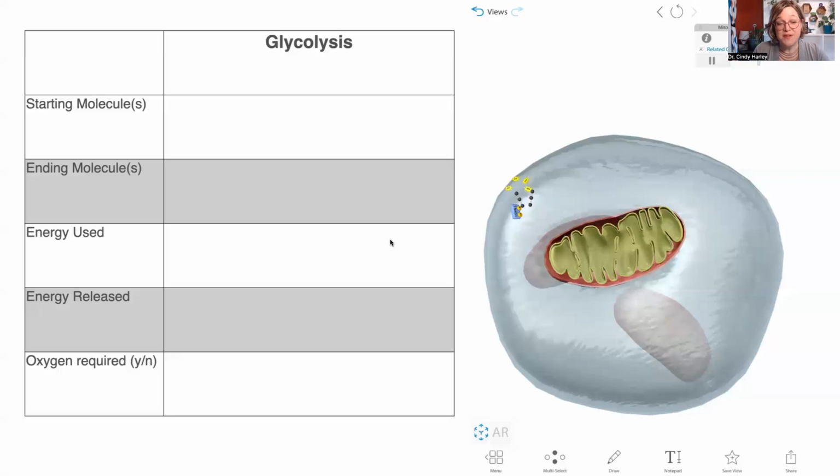So your students could fill this out, and what they would have is the starting molecule is glucose. The ending molecule, in my case, I usually get really easy on them, and I'm like, just tell me it's a 3-carbon sugar. Energy used, they would know that there's the investment of those 2 ATP. Energy released, they know you're getting 4 and the NADs out. And I didn't see any oxygen, did you? Okay, great, we're gonna say no on that one.